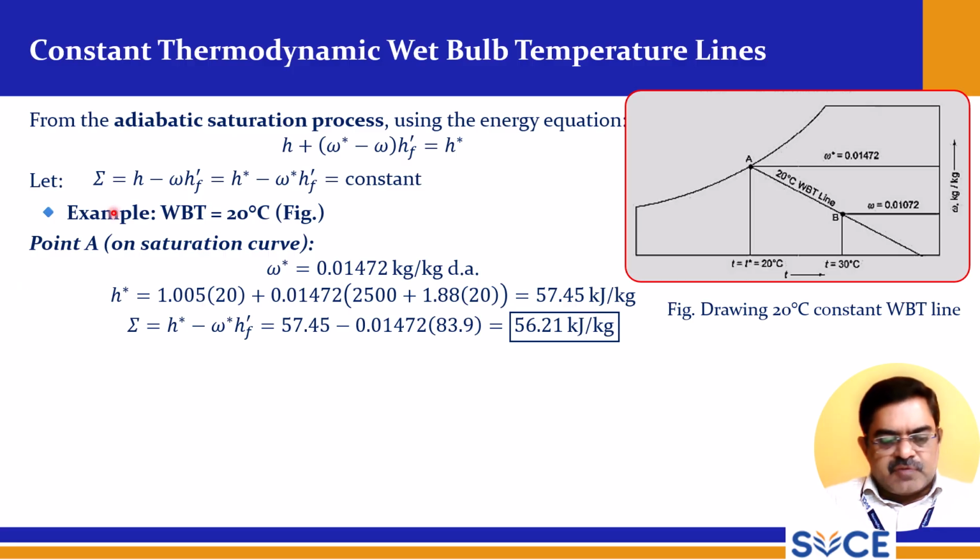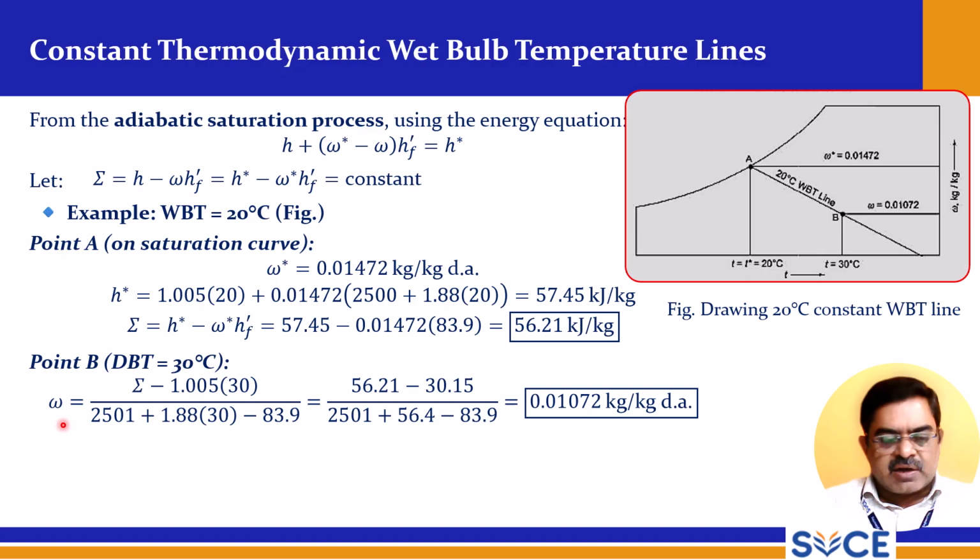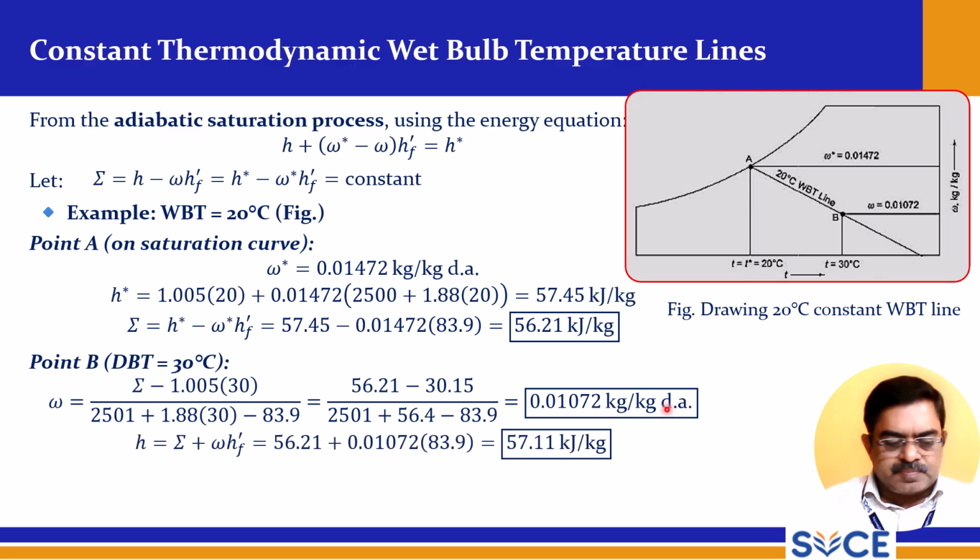So sigma can be found out, that is H dash H star minus omega star HF, so that is coming as 56.21 kilojoules per kg. And point B, dry bulb temperature is 30 degrees Celsius, so same, now we have to repeat that, and omega can be found out by using sigma, and this is the equation, and we are finding the omega value as 0.01072 kg per kg of dry air.